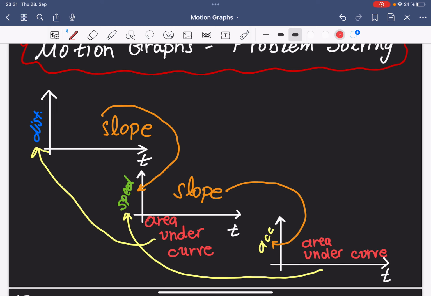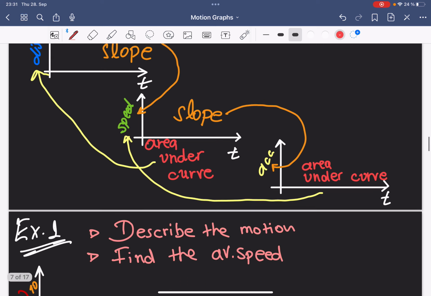And then if you work backwards, the area under the curve on an acceleration time graph is going to give you speed, because acceleration times time is going to give you speed. And the area under the curve on a speed time graph is going to give you distance, as speed times time equals distance. Okay, that's a great summary. You can add this in your notes, and I really think it will help you remembering these key concepts. Okay, let's see now the examples.